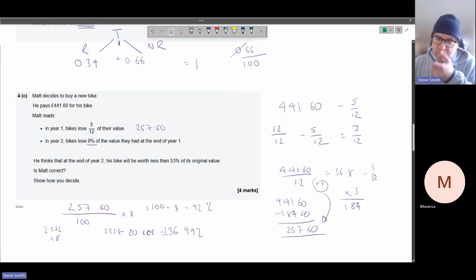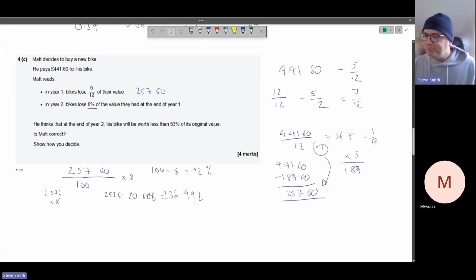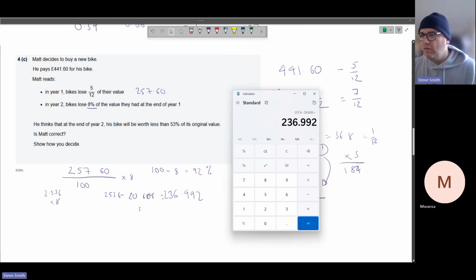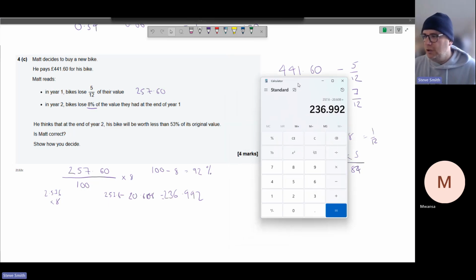Okay, so we did it that way around. We divided it by 100, and we times it by 8, and then we took that number away. Again, like this one, saving yourself a couple of seconds could be valuable, but it might confuse you. So if it confuses you, absolutely do it that way, where you find out what 1% is, then times it by 8 to get 8% and take that value away. But if it didn't confuse you, and you think, you know what, I kind of get that bit here, where it's going to retain 92% of its value.